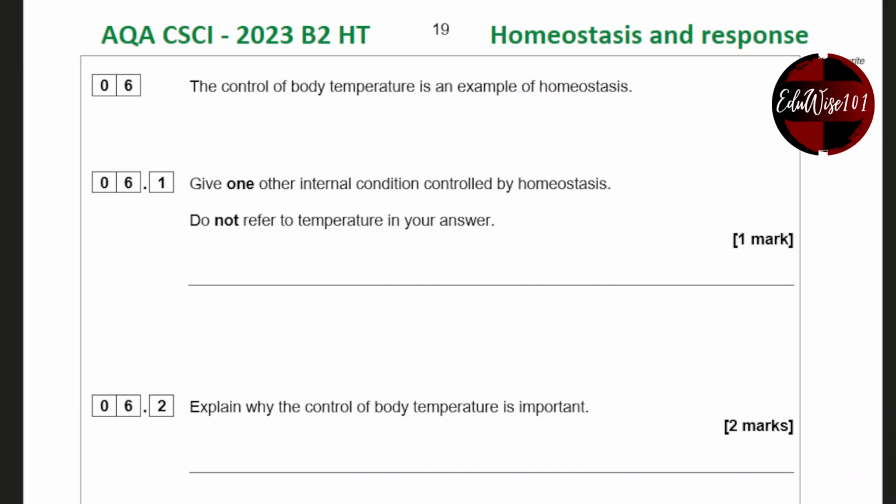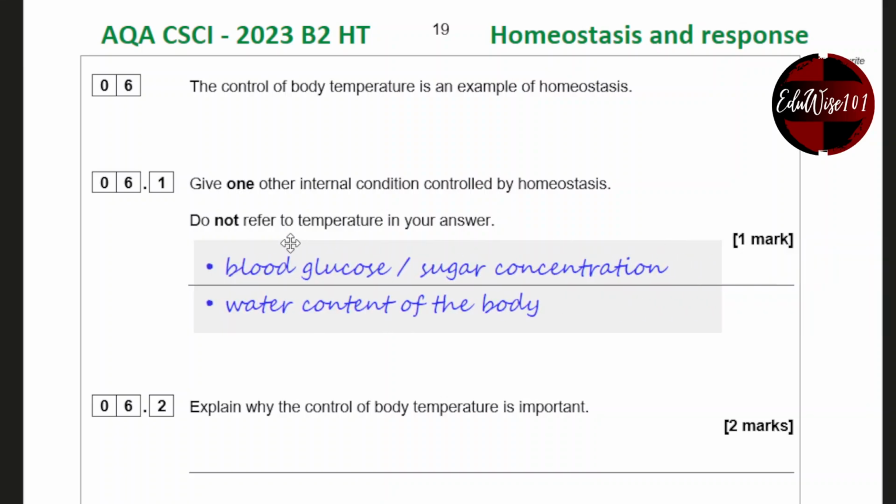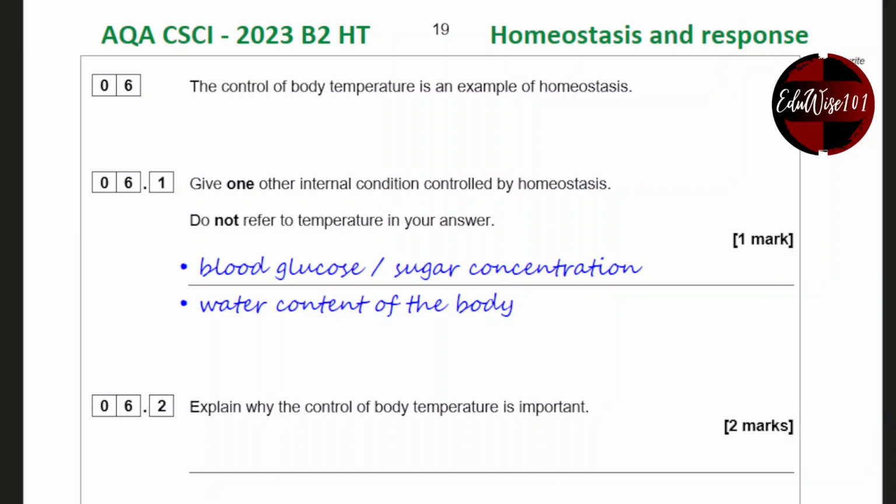So one other internal condition, one good example is the control of blood sugar levels. But there are also other examples. You could say blood sugar or glucose levels or concentration. The water content of the body is also controlled by homeostasis.